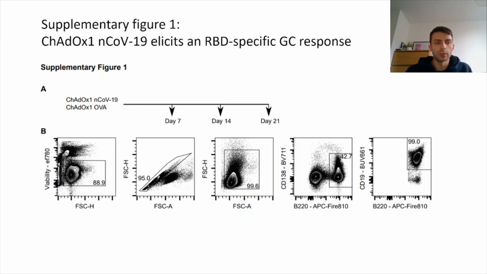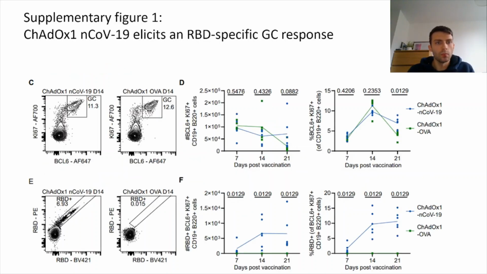In supplementary 1b, we show the pre-gating that we use to define our B cells. So these are live, single lymphocyte, B220, CD19 positive cells. And continuing on with supplementary figure 1, we look at germinal center B cells in C, and we define these using BCL6 and Ki67 double expression for both the ChAdOx1 nCoV-19 immunized and ChAdOx1 over immunized mice. And in D, you can see in blue the nCoV-19 and in green the over immunized mice, the number and frequency of germinal center B cells.